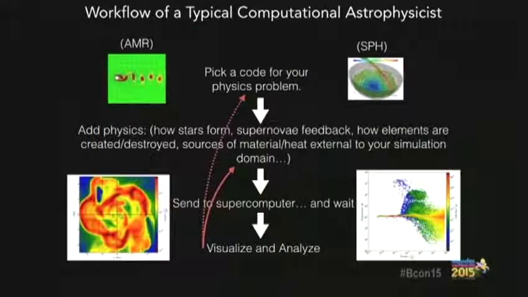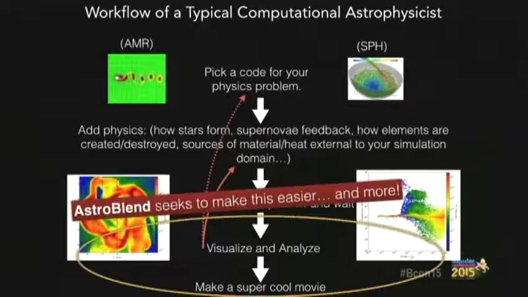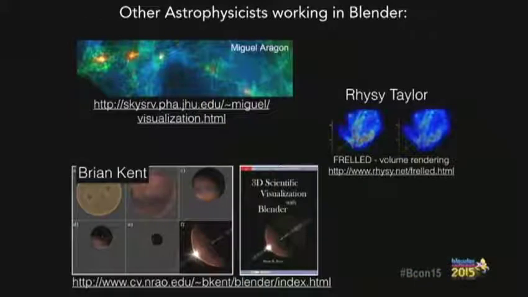And then you usually just lather, rinse, repeat, right? You're not going to get it right the first time. So hopefully you don't have to pick a different code, but you probably do have to augment the physics and do this over and over again. And then hopefully at some point you get to make a super cool movie. AstroBlend is kind of at this end right here, trying to make these things a little bit easier.